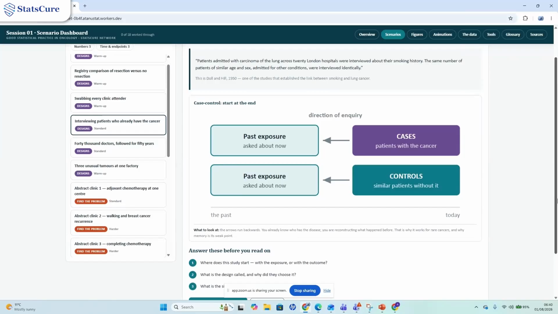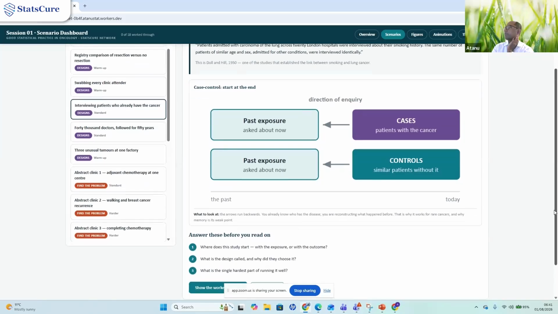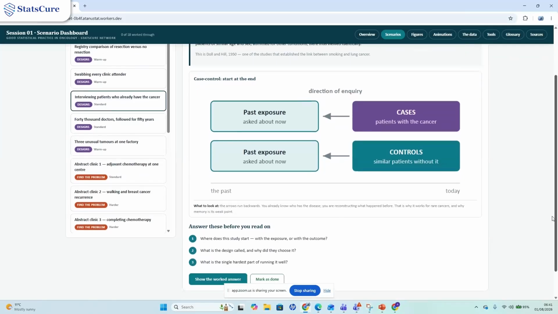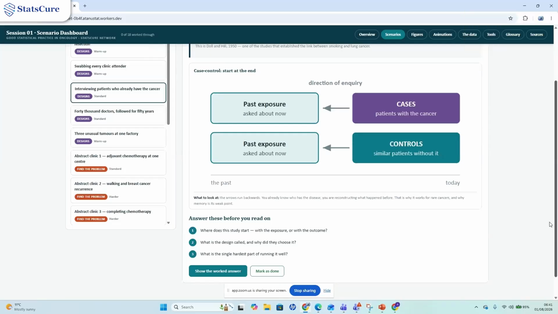First comes the outcome, and then we retrospectively look at the exposure. This design is called a case control study because of the direction of exposure. Because it is a retrospective study, it is very hard to collect complete information.